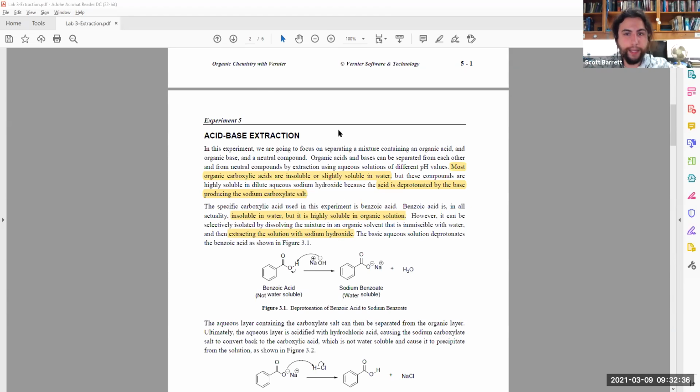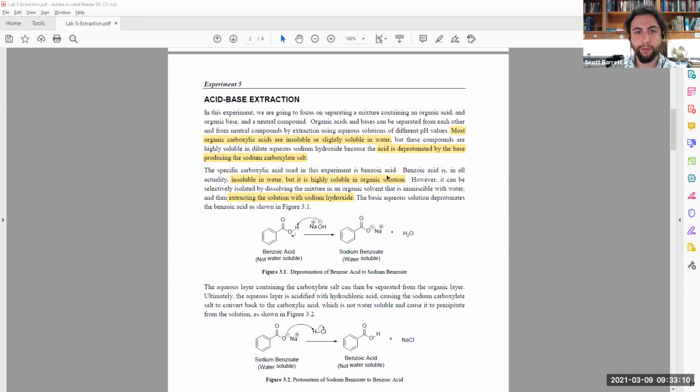Okay, now, knowing that organic carboxylic acids are insoluble or only slightly soluble in water, we can go forward to understand that the compounds are highly soluble in dilute aqueous sodium hydroxide, because the acid is deprotonated by the base, producing the sodium carboxylate salt. So an organic carboxylic acid can be deprotonated by a base, as we know from Gen Chem, that bases and acids react together to form water and CO2.